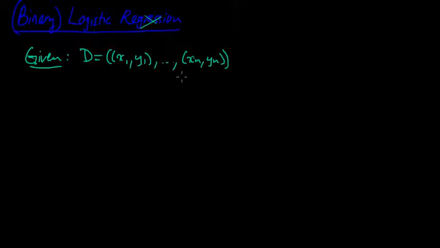the setup is that we're given pairs of examples, x1, y1, up to xn, yn, and the xi's are going to be d-dimensional real vectors. And the y's, we're going to focus on the binary case. Logistic regression can be extended to multi-class classification, but to keep things simple, we're just going to look at the binary case. So the y's are 0 or 1. And logistic regression is a discriminative model.